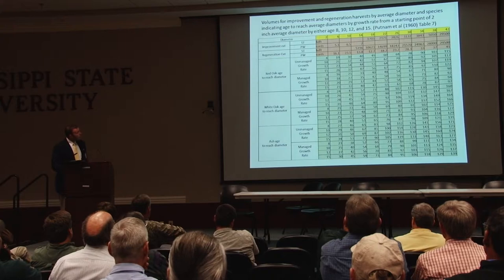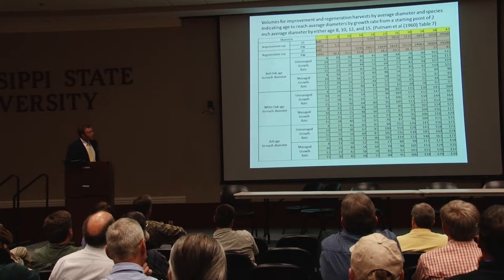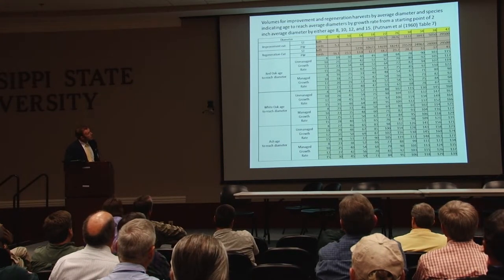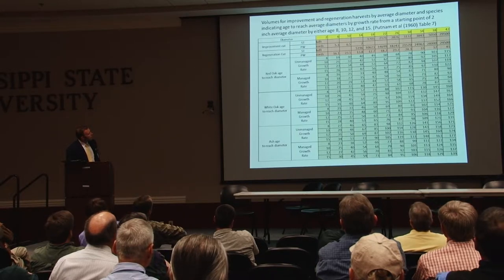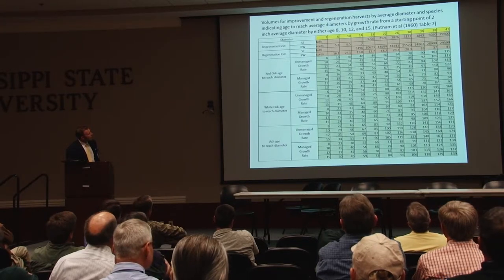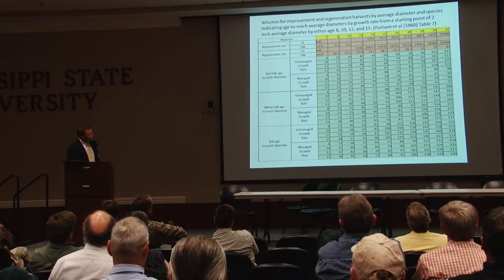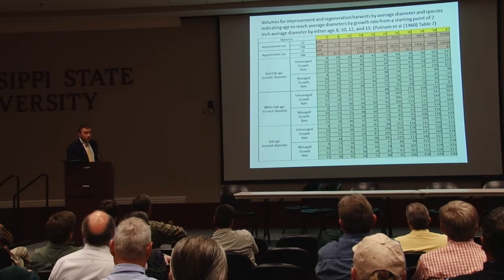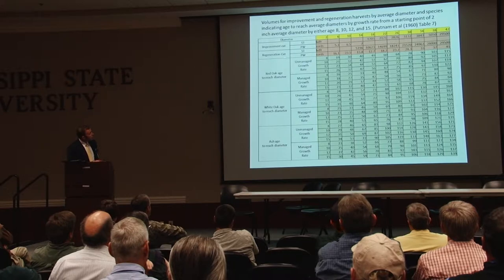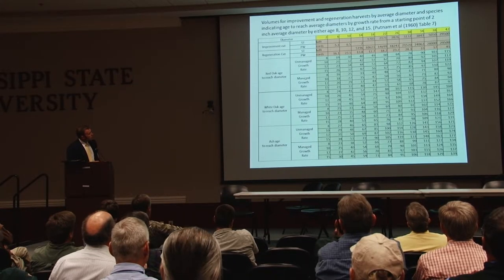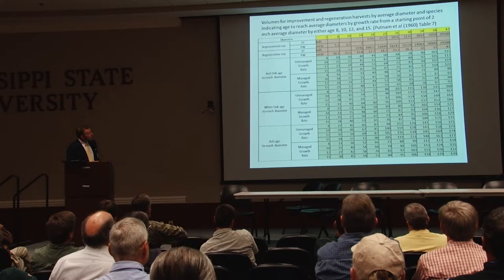Get to the results. This is a snapshot from the Excel spreadsheet of how we had to grow these stands over time and how many years it takes to reach the different diameter classes for the even age stands. So here's red oak, white oak, and ash using the unmanaged growth rate, but we're talking about a managed stand, so we're focusing on managed growth rates.